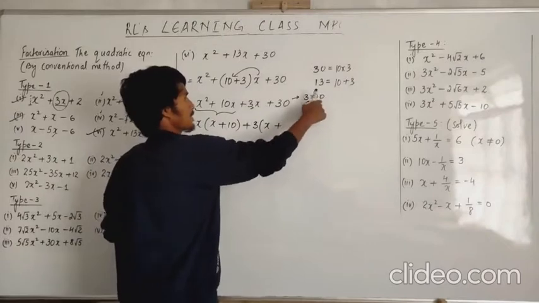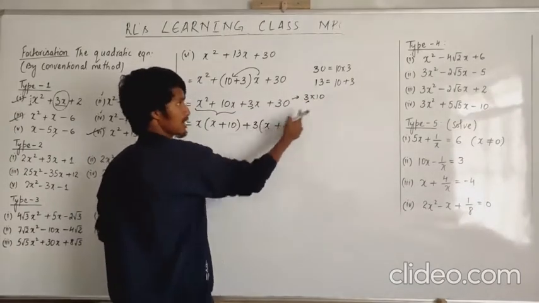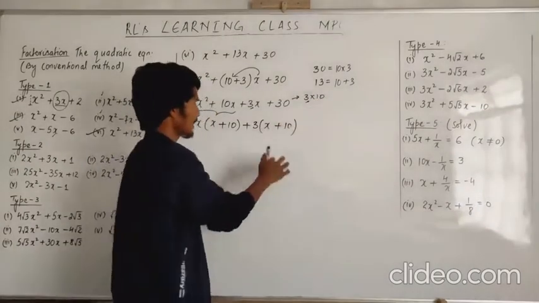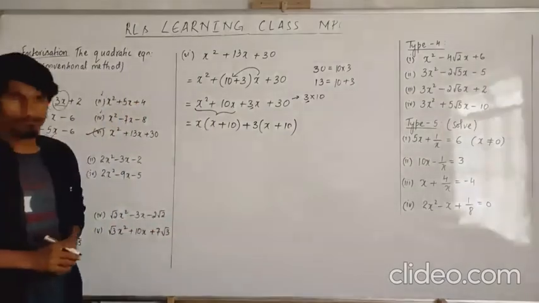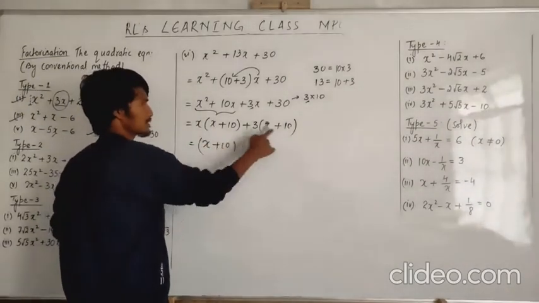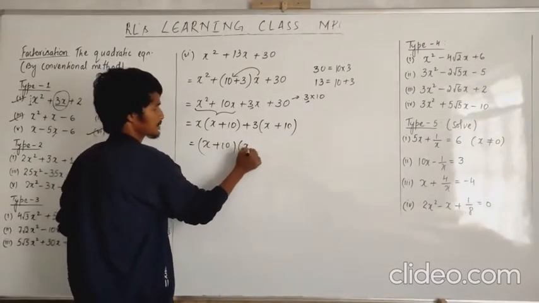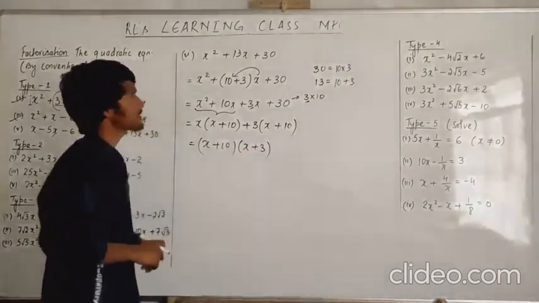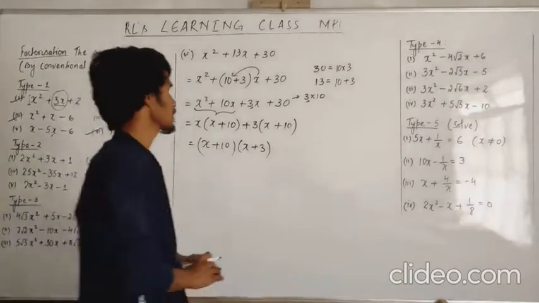Now what is left here? Because this 3 is already taken out, what is left here? 10, I put here 10. Now x plus 10, x plus 10. I'll say you got here x plus 10 as the common. This, then what is left here? x plus 3. Now these are the answer for this question number 6.